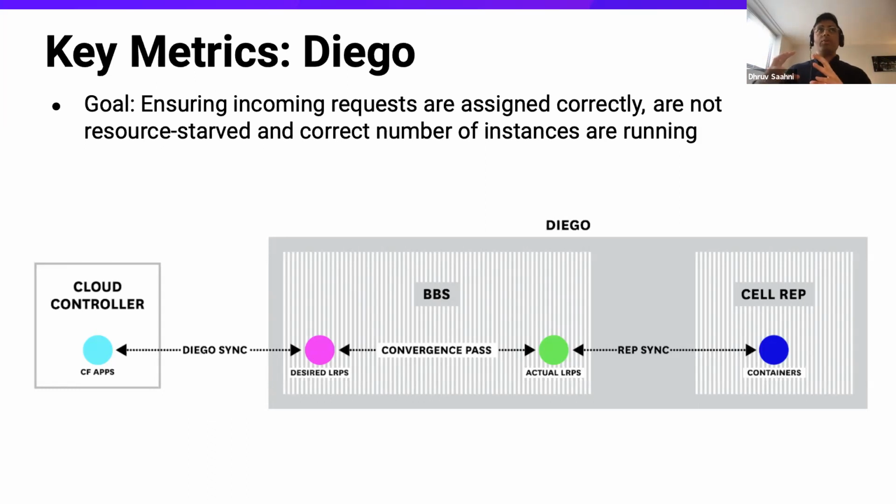So when you're monitoring Diego, it's essential to monitor all the different components within Diego. It's not just the one thing, right? Which is what this diagram is trying to convey.